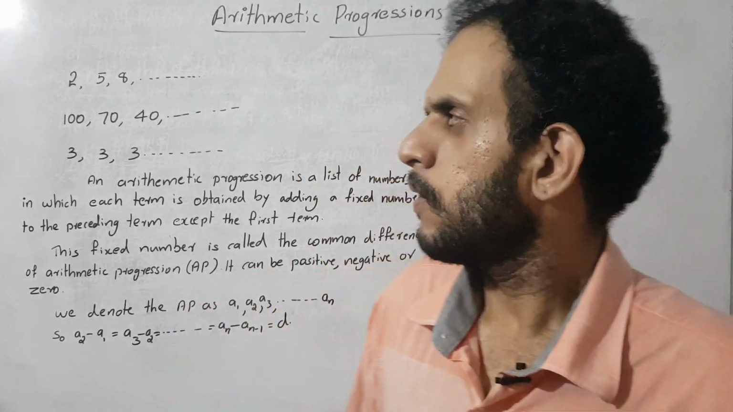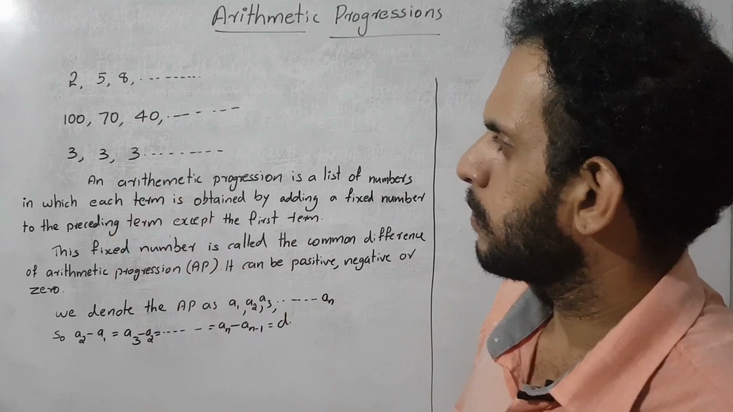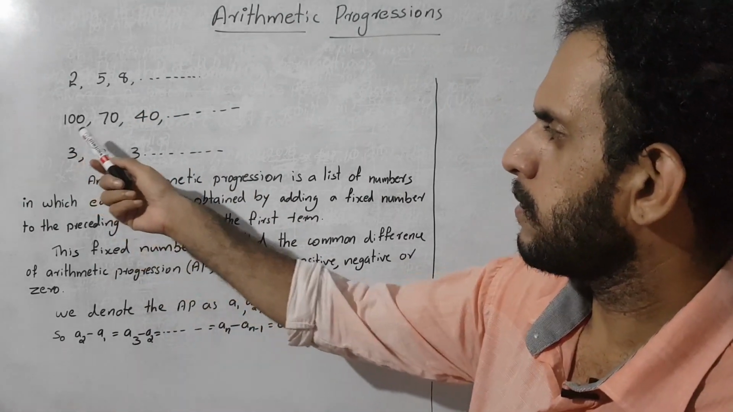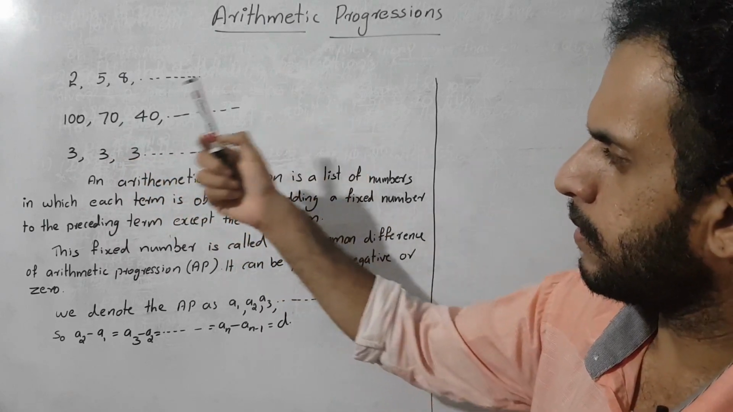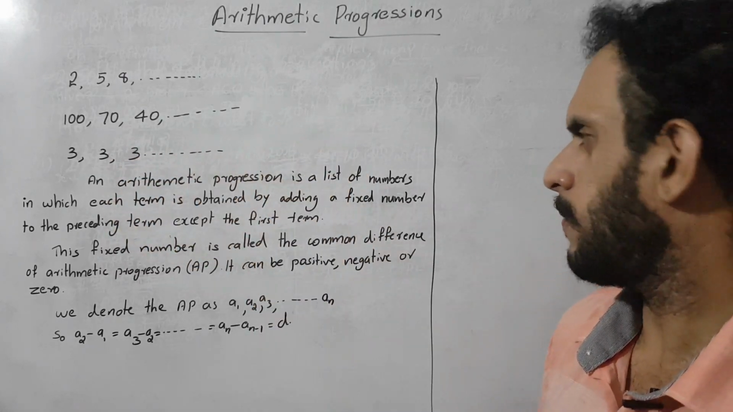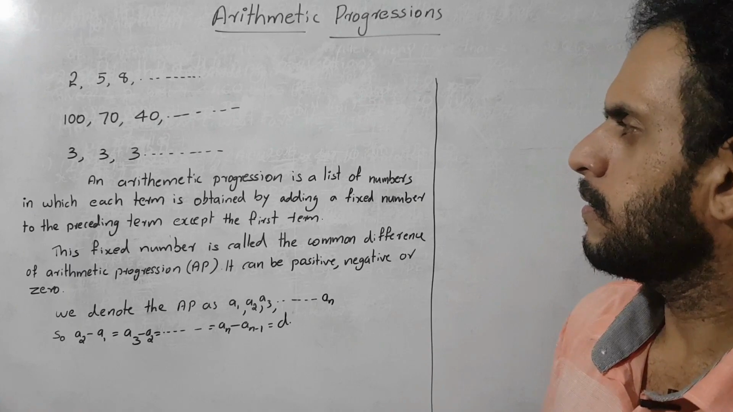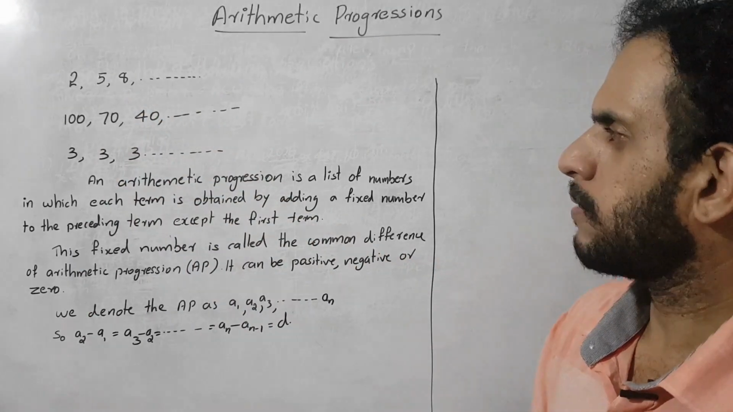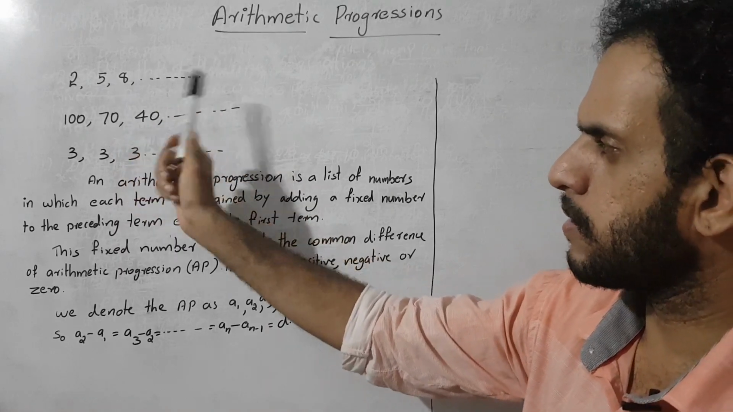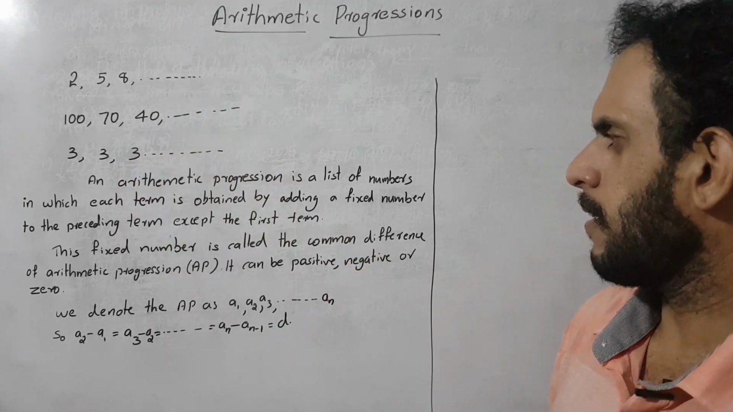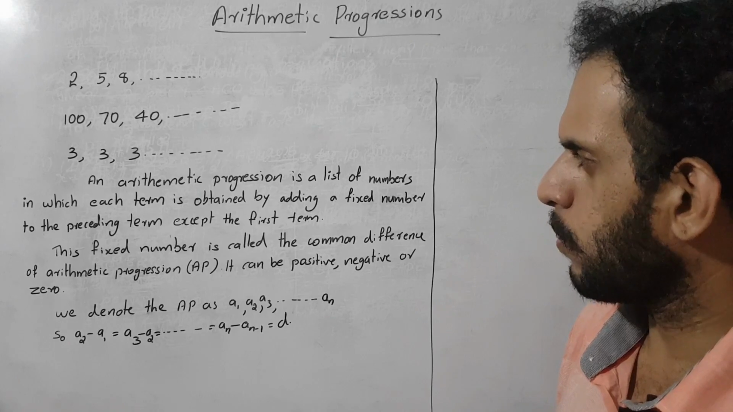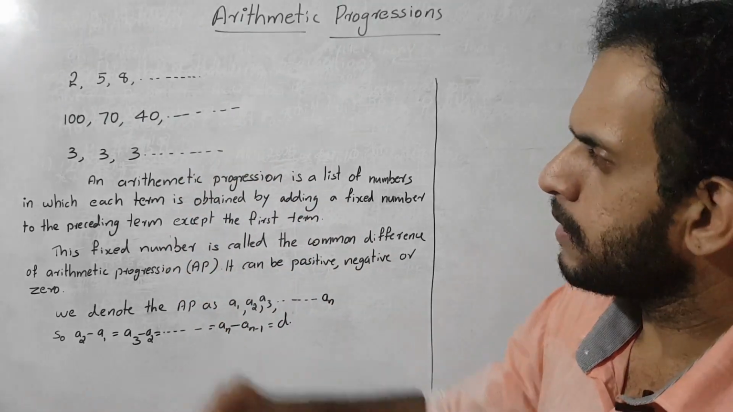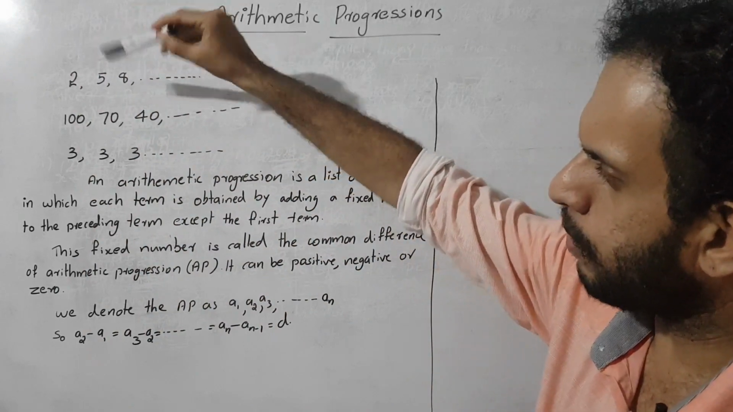Here we write some lists of numbers: 2, 5, 8, etc.; 100, 70, 40, etc.; 3, 3, 3, etc. These are sequences, number sequences, correct? As like this, we write the number sequence. In this list of numbers, the sequence of numbers, what are the individual numbers we wrote here?